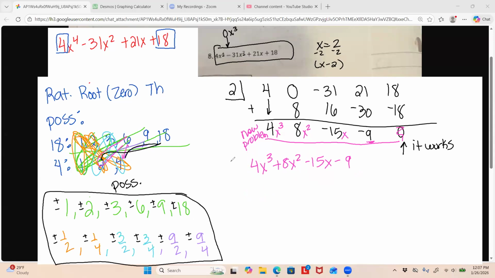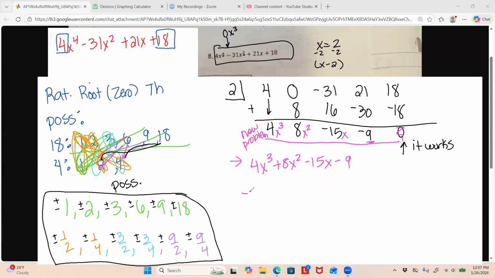So let's go synthetic with this, with the new problem. And again, pick from your list of possibilities. Again, this part may take a minute. I'm not going to guess with you. I'm going to use something that works, but it could take a couple minutes to find something that works. I'm just going to tell you that -3 works.